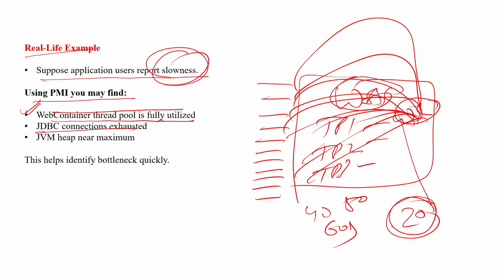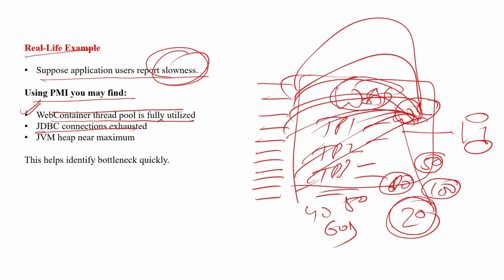Another is JDBC connection exhaustion. WebSphere is trying to connect to the database, and in the pool you have defined 50 connections. But the demand from the client may be more than 50, like 60 connection requests are coming, or maybe 100 requests from the users. But your connection pool has a limit of 50, so the requests will wait until some connection gets free, right? That means your connections are going to be exhausted, so your response gets slow.